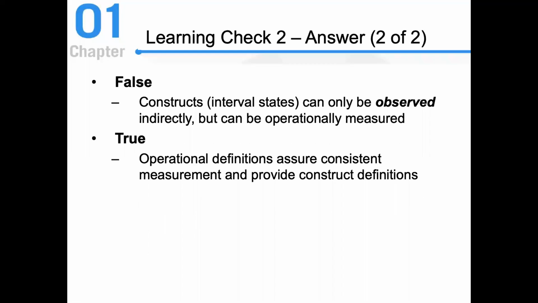So false, constructs or internal states can only be observed indirectly, but can be operationally measured. True, operational definitions assure consistent measurement and provide construct definitions.